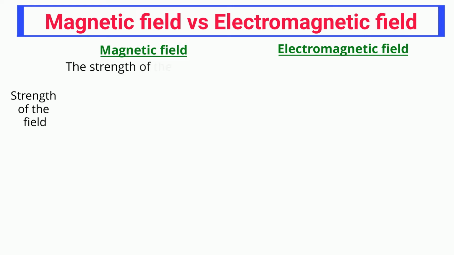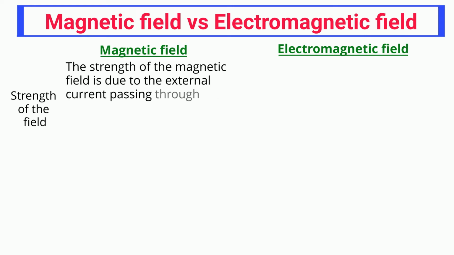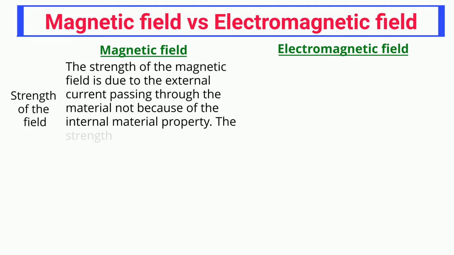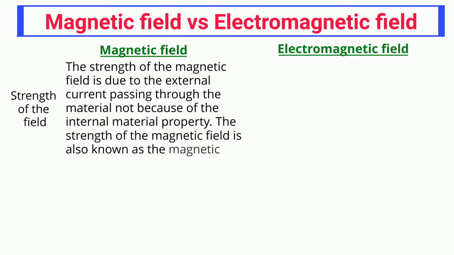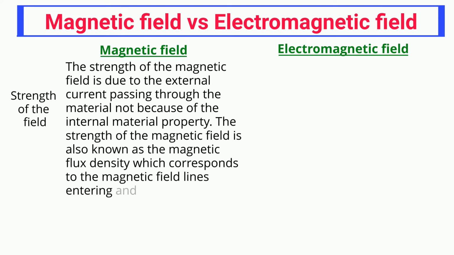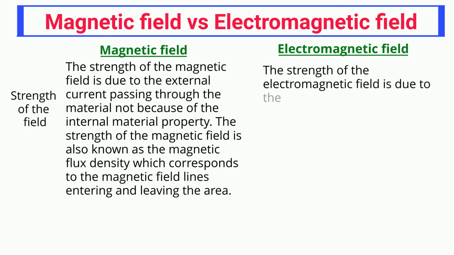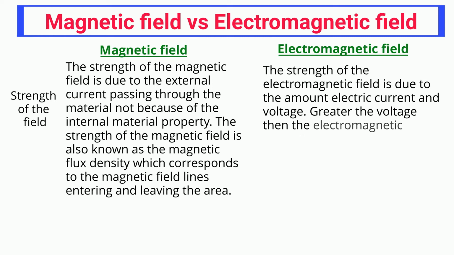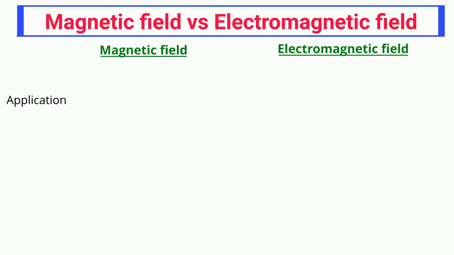Strength of the field. The strength of the magnetic field is due to the external current passing through the material, not because of the internal material property. The strength of the magnetic field is also known as the magnetic flux density, which corresponds to the magnetic field lines entering and leaving the area. The strength of the electromagnetic field is due to the amount of electric current and voltage. The greater the voltage, the stronger the electromagnetic field.